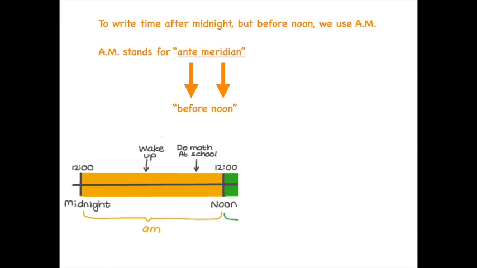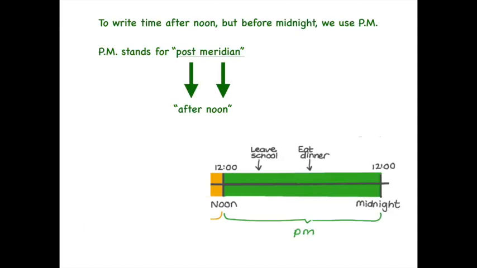Again, it's like 6 a.m. and 6 p.m. They're super different. But a.m. is for any time after midnight, but before noon. P.m. is for everything else. So to write the time after noon, but before midnight, we use p.m.